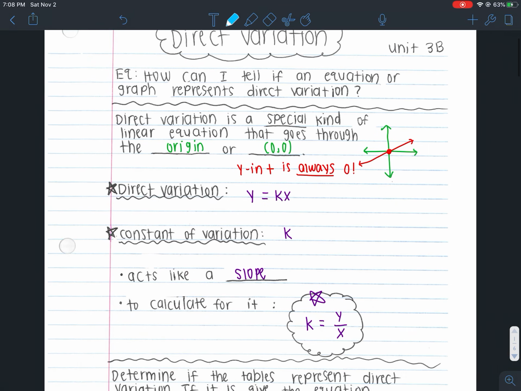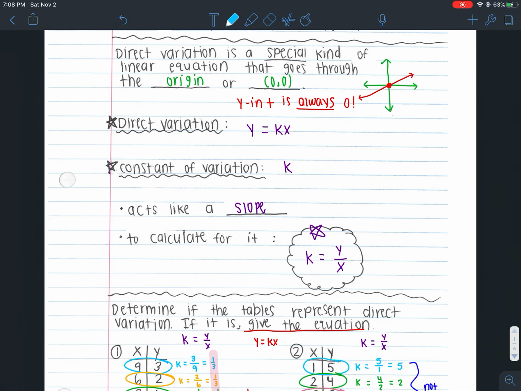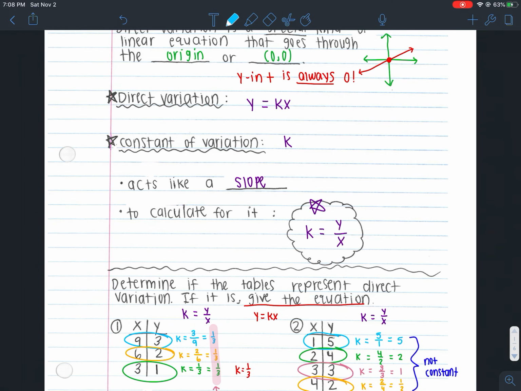So let's go ahead and just review what we did. So we talked about what direct variation is. Again, it's just a special kind of line that goes through 0, 0. That's the only special thing. The y-intercept is always 0, 0. And if it isn't, then it's not direct variation. Okay, direct variation is y equals kx. And the k is called the constant of variation, and it acts like a slope.